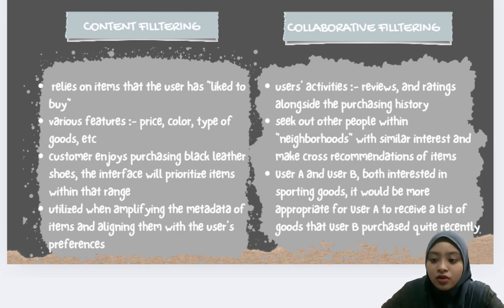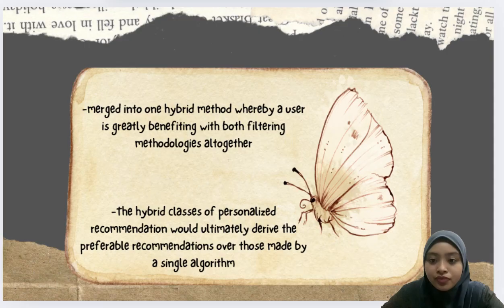Collaborative filtering is based on user activities such as reviews and ratings alongside the purchasing history. The system seeks out other people within neighborhoods with similar interests and makes cross-recommendation of items that each person within the neighborhood had purchased that the other suggested. For example, user A and user B both are interested in sporting goods. It would be more appropriate for user A to receive a list of goods that user B purchased quite recently.